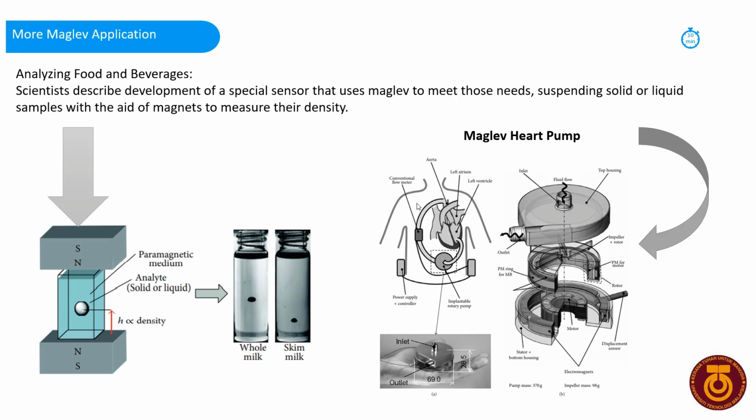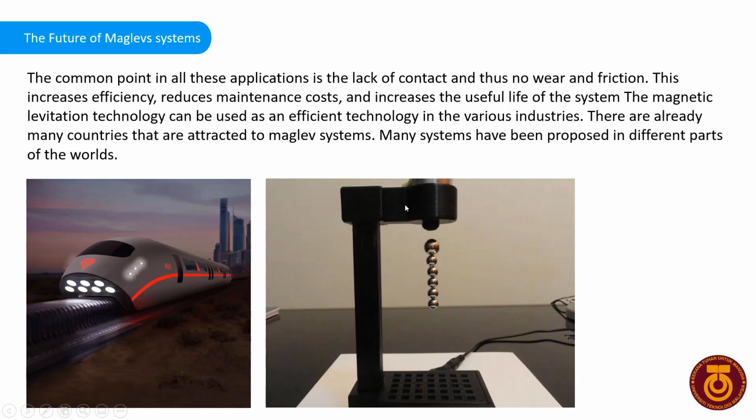We can mention more maglev applications like analyzing food and beverages. The scientists describe the development of a special sensor that uses maglev to meet those needs. Also, we can mention the complicated maglev heart pump, which is more efficient than the blood heart pump. What we can say about the future of maglev systems is that the common point in all these applications is the lack of contact, and thus no wear and friction. This increases efficiency, reduces maintenance costs, and increases the useful life of the system.